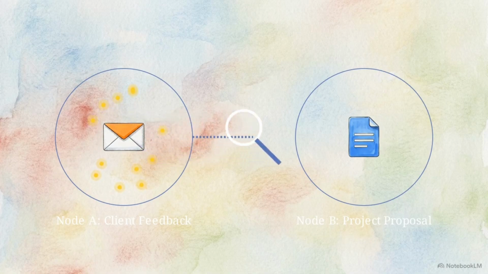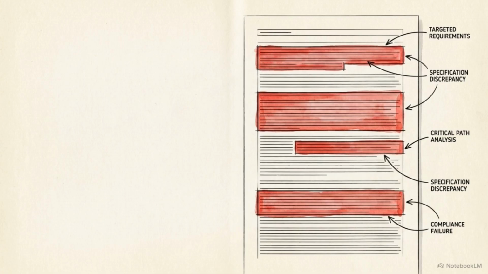Node A is a Gmail thread containing client feedback, and Node B is a Google Doc containing a project proposal. A user can prompt the system to evaluate the proposal in Node B specifically against the feedback contained in Node A. During the extraction phase, the system isolates actionable critiques from the email thread. It identifies what the client requested that may be missing from the draft. In the application phase, the system overlays these requirements onto the text of the Drive document to identify specific discrepancies.